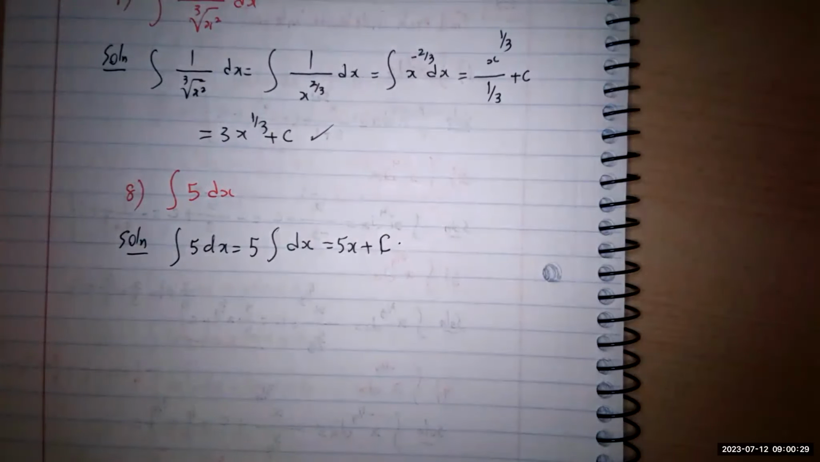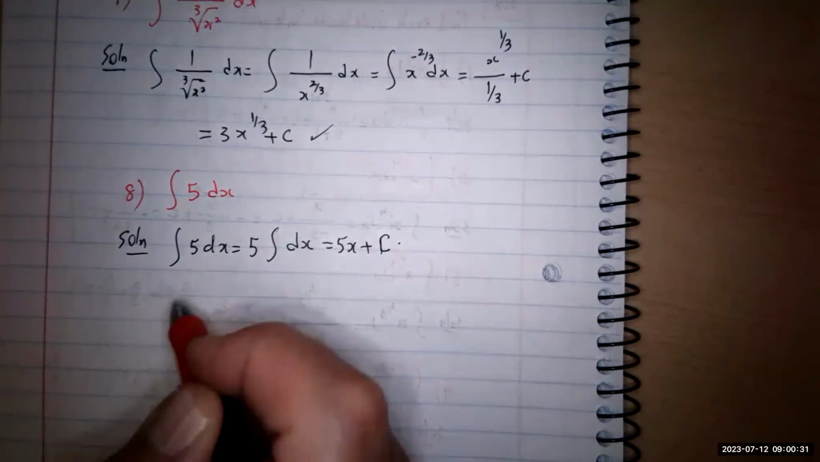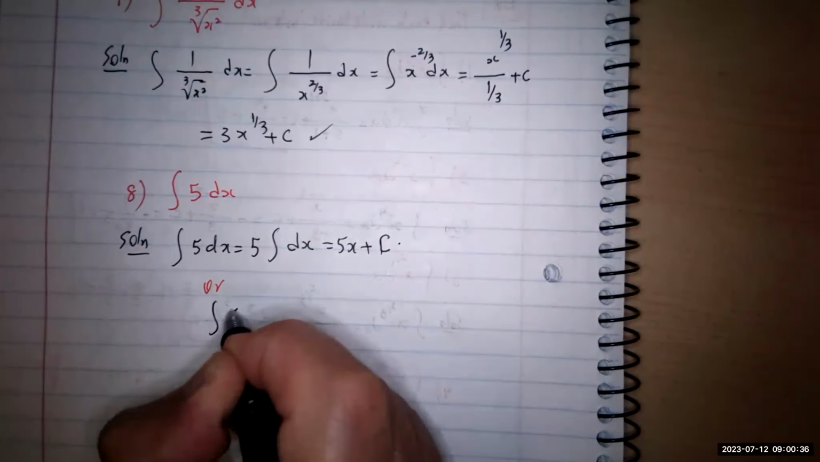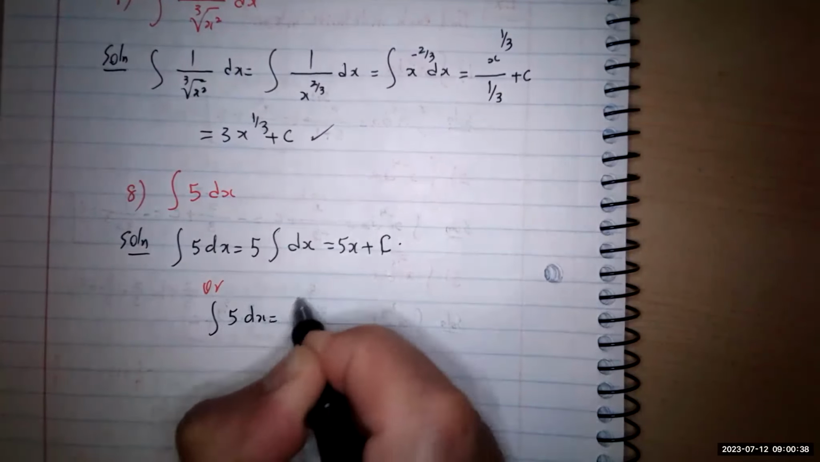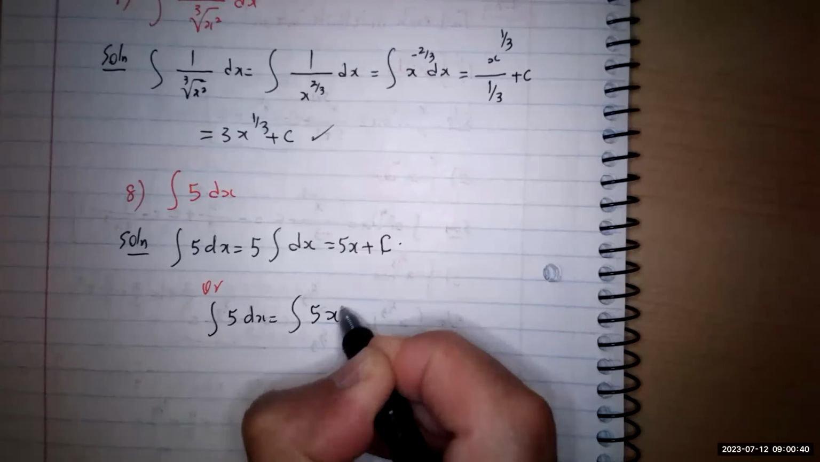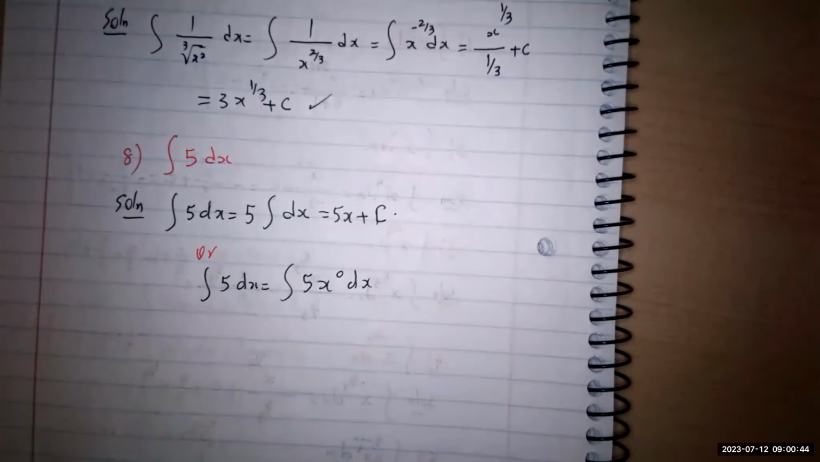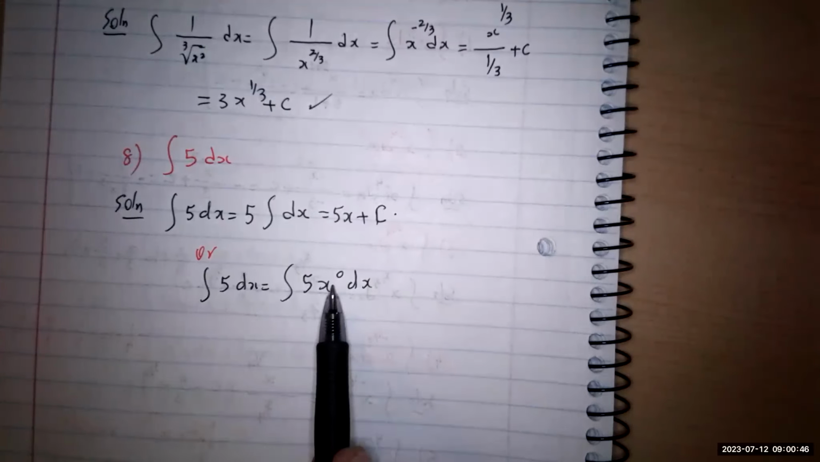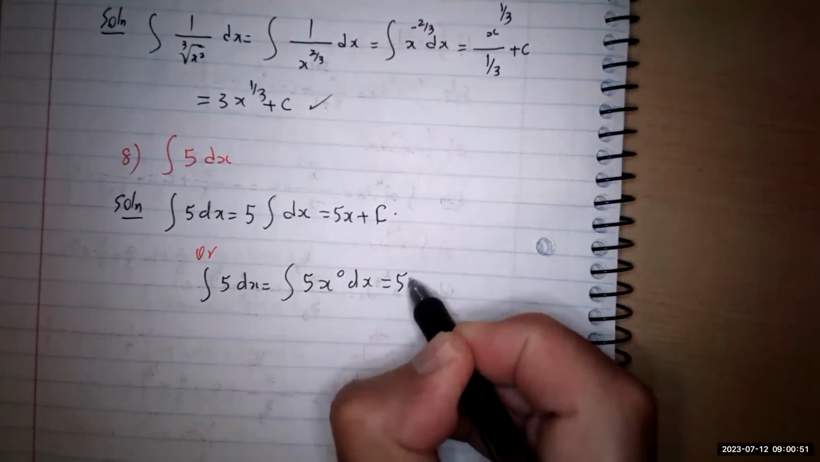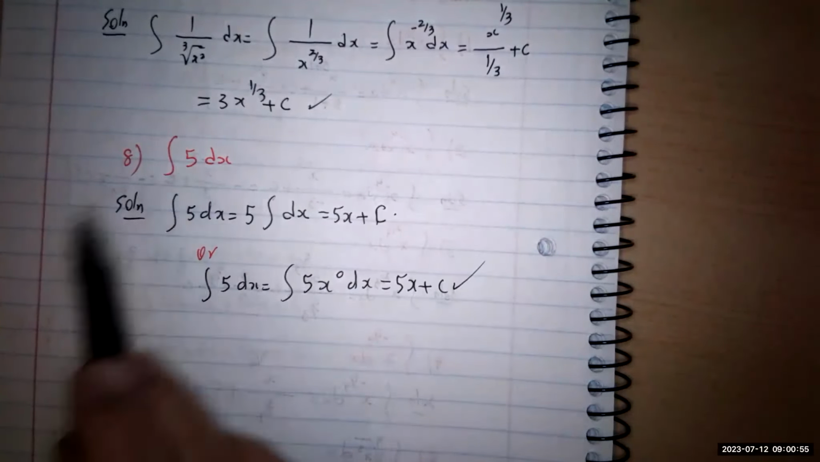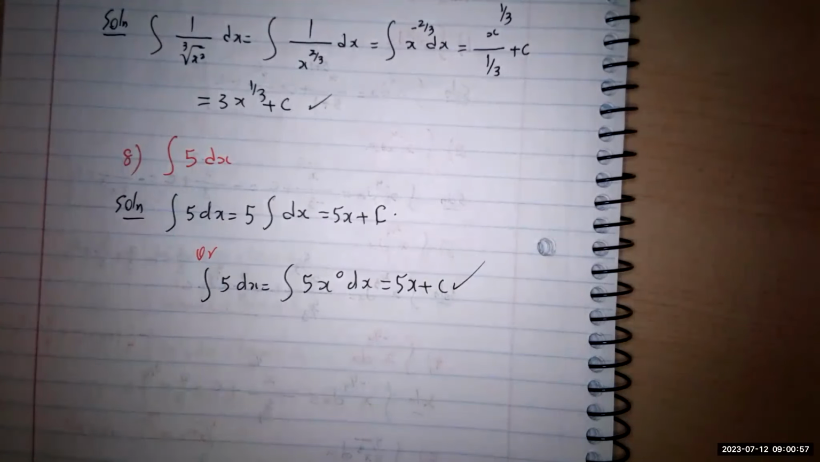The other way to think about it is this one. You see, it's 5 dx. You can think about it as 5 times x to the 0 dx. You know that x to the 0 is 1. So now you add the power. Adding 1 to the 0 power, we change it to x plus c. So it's going to be the constant. You see, integral of 5 dx is 5x, 7x, etc.